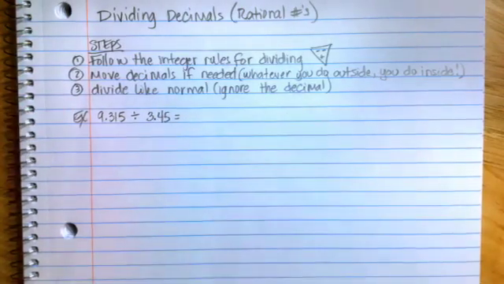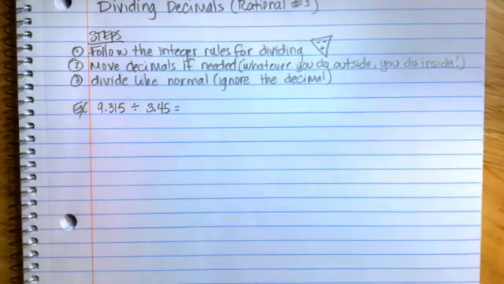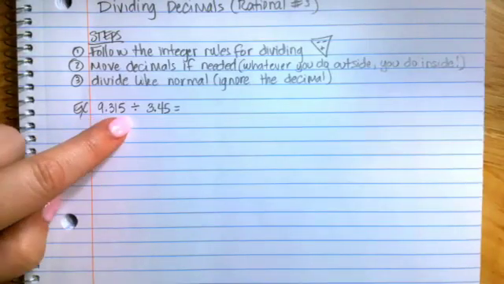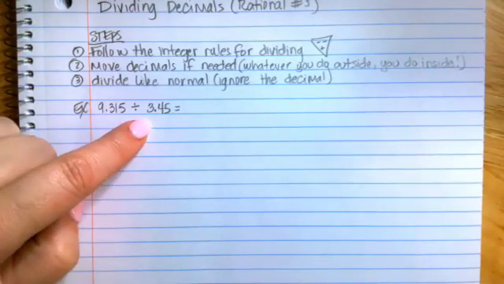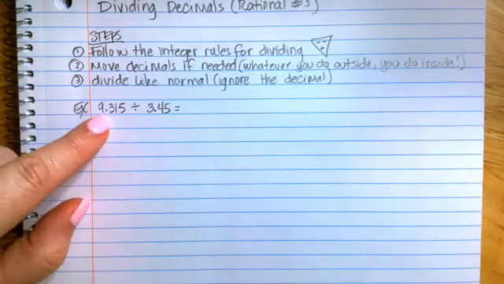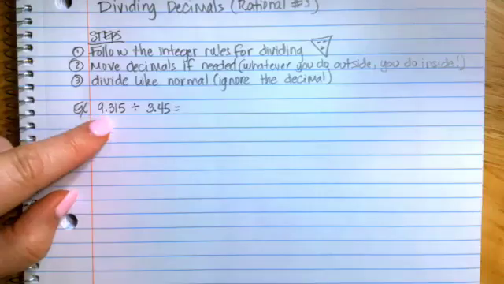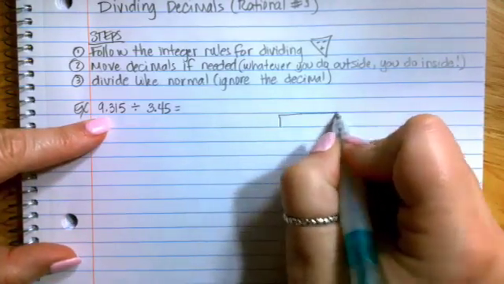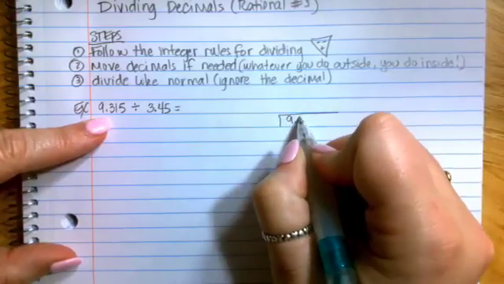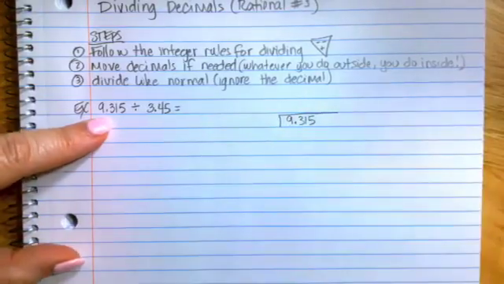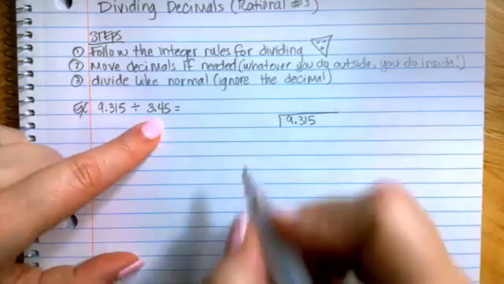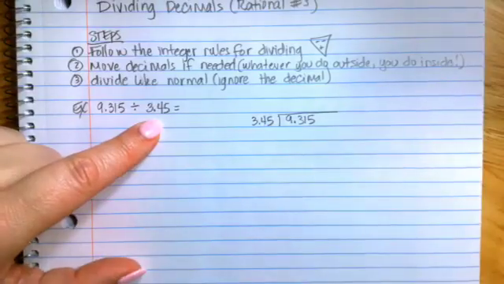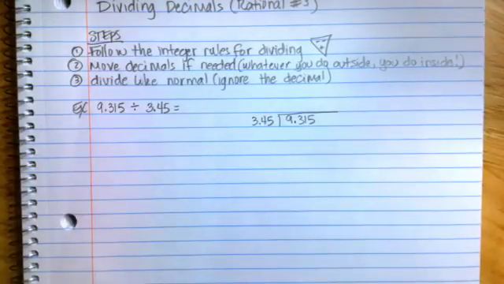Okay, so here we've got our first example. This is read as 9.315 divided by 3.45. When it's written in this form, this number always goes under the house. So I'm going to draw it over here: 9.315, I'm dividing it by 3.45. Okay, so now I have it set up properly.